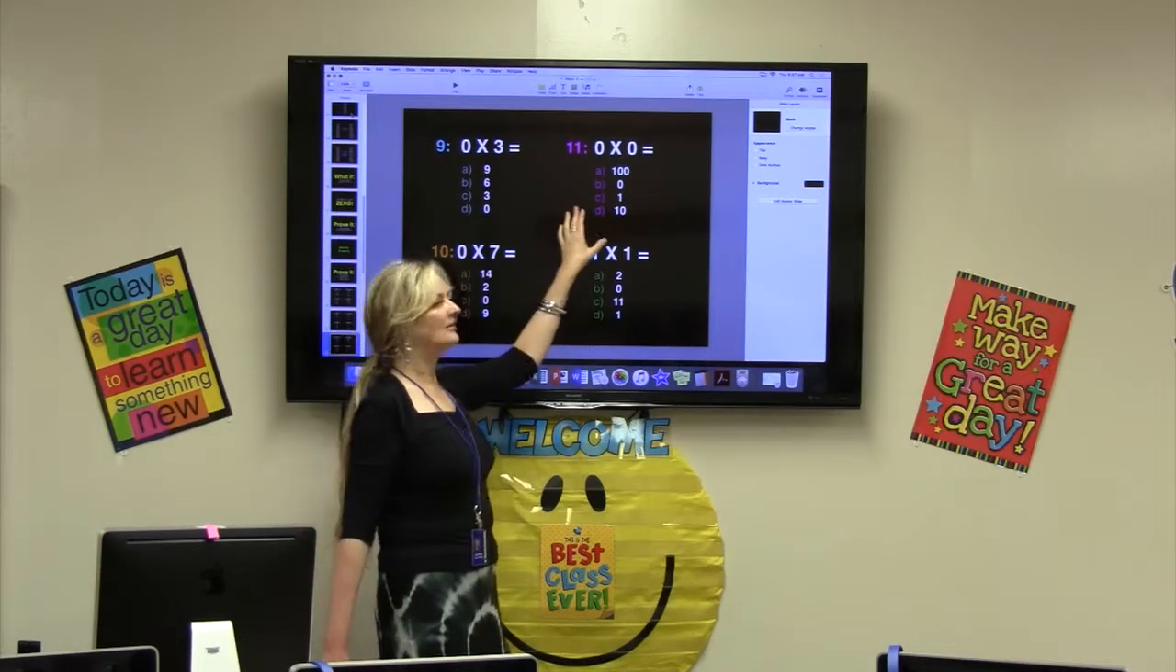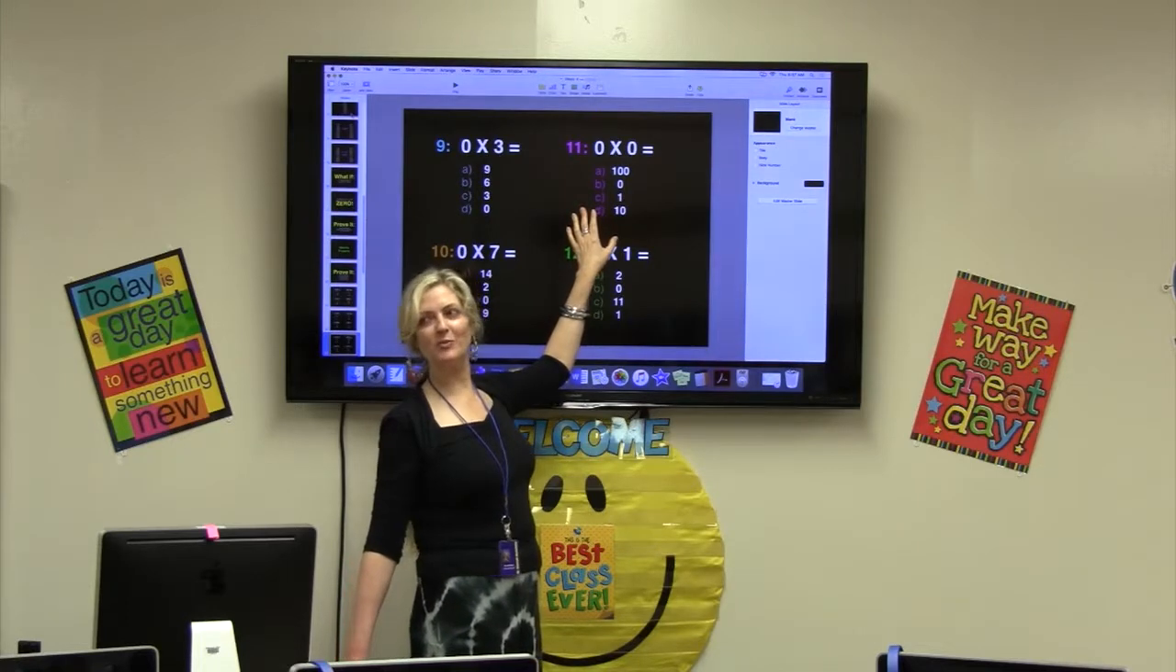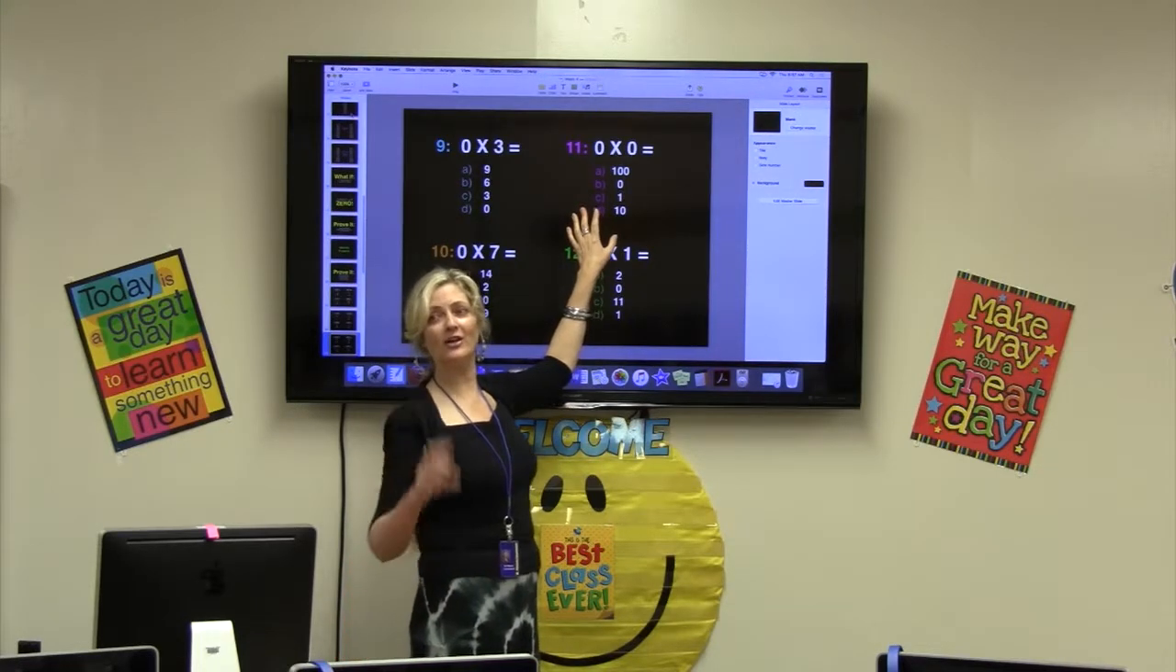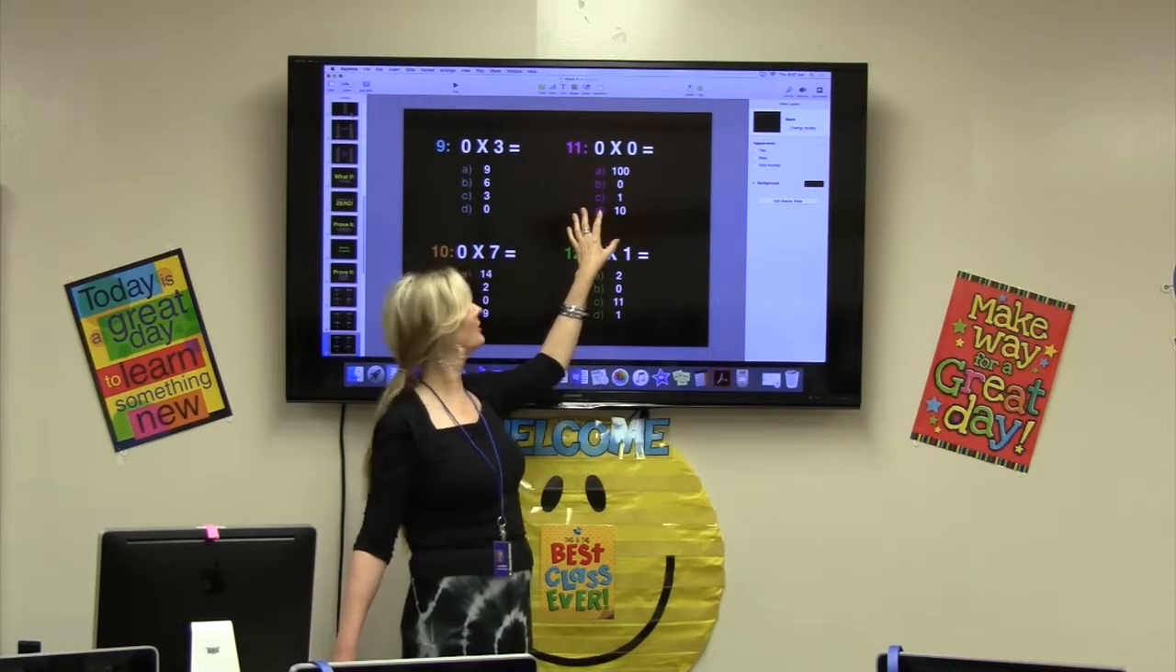Number 11. These math problems just won't be quiet. I know it's quiet in here, but they are talking about the storm. They are telling me the answer.